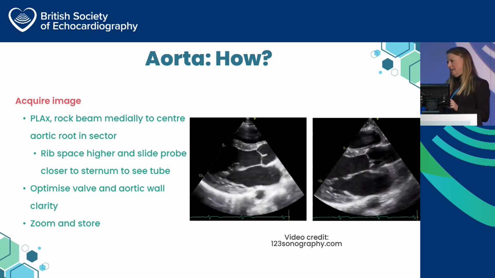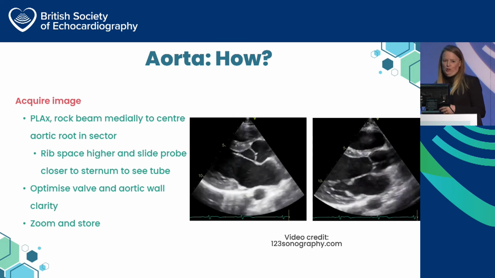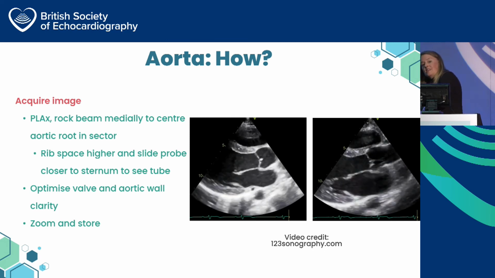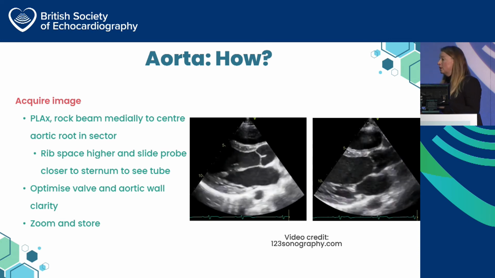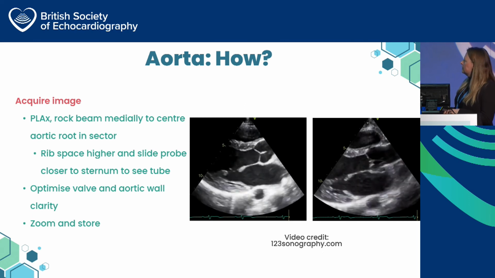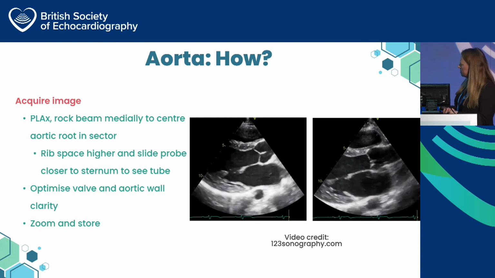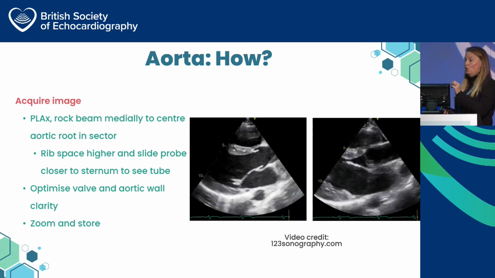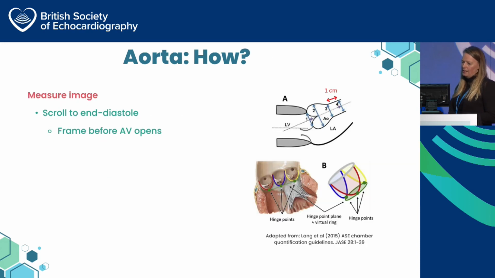If you can't see it there, but you think it's dilated, you could also try a right parasternal view, where you get the patient on their right-hand side. So maybe look that up. I've not put an example of that in here, but maybe look that up if you feel like that might be of value to you. So you're going to optimize your aortic wall here, because that's what we're going to measure. Zoom, because we're measuring quite a small dimension, and then store.